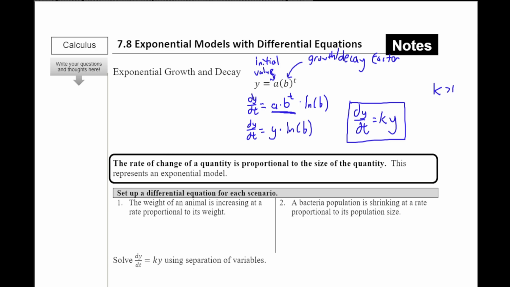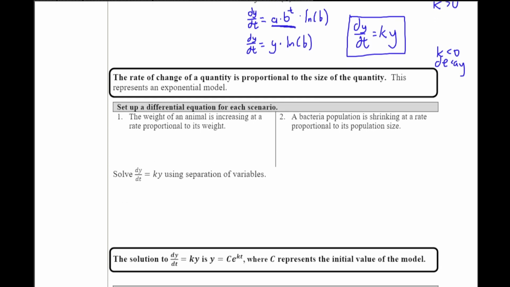When k is greater than 0, that's growth. When k is less than 0, that means decay. So the rate of change of a quantity is proportional to the size of the quantity. Just dy/dt equals ky. So we're just going to set up some differential equations.